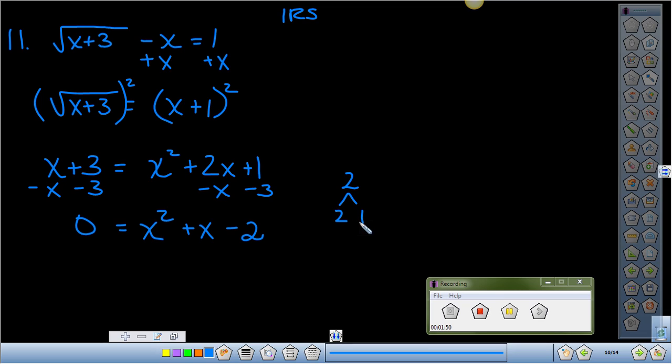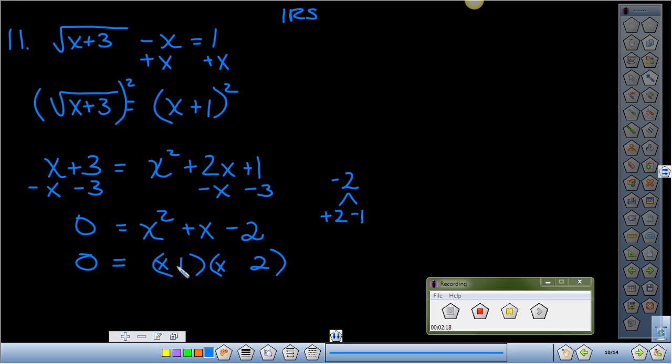Well, 2 times 1 is 2. To get that to equal a negative 2, one of these is going to have to be negative. Now notice the value of x is positive, so our higher number is going to have to be positive and our lower number is going to be negative. So when we factor this, first values are x, because we need to get that x squared. Our second values are 2 and 1, because we need to get that negative 2.